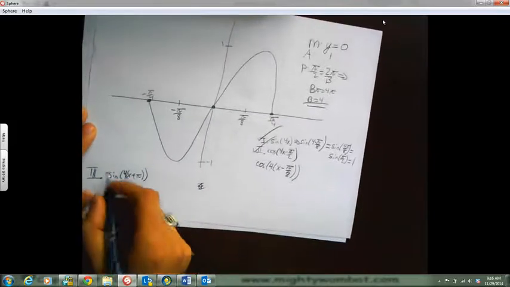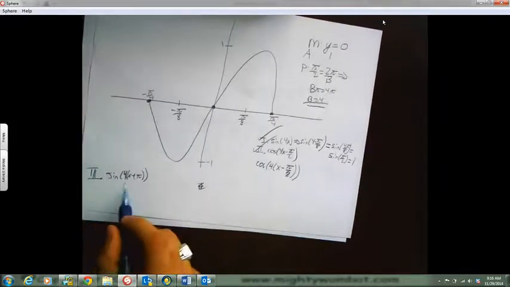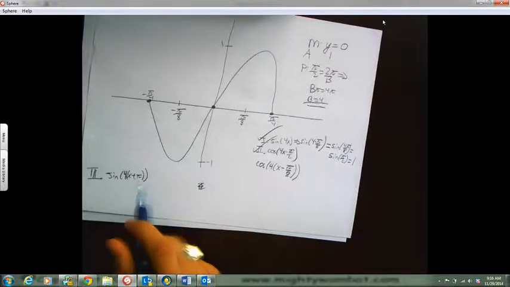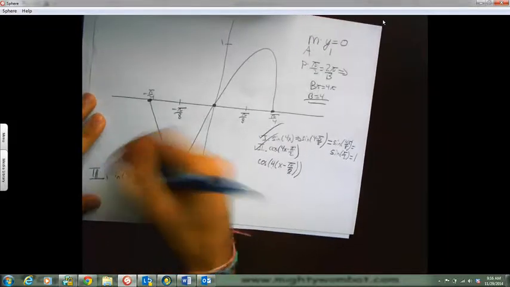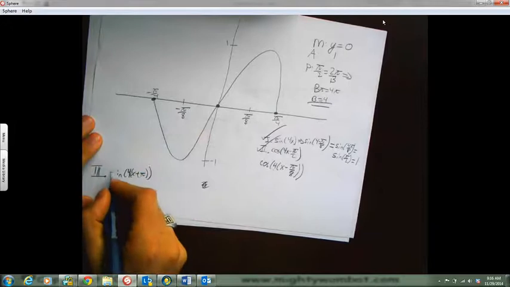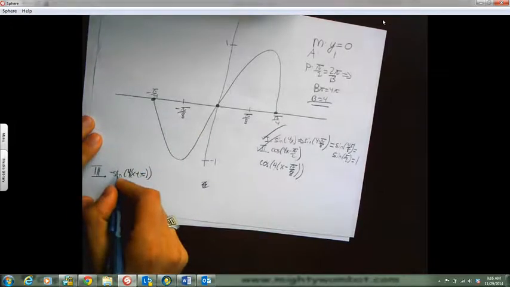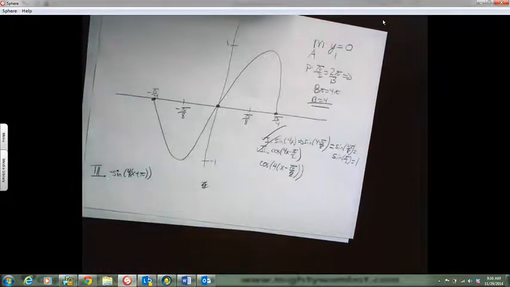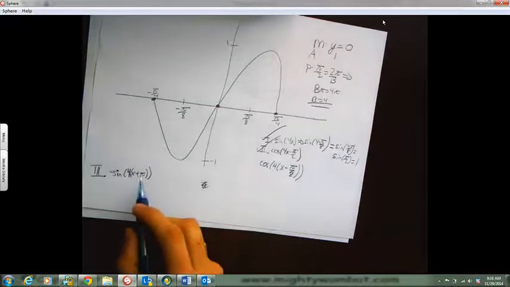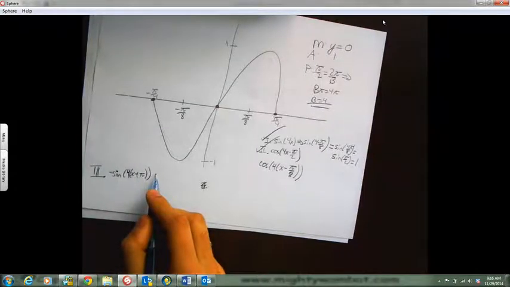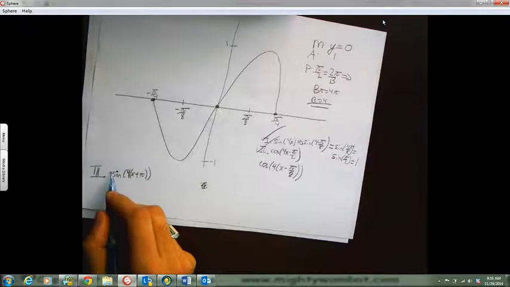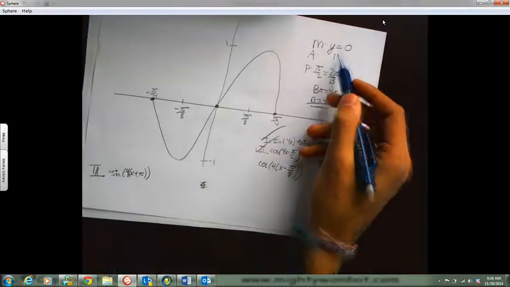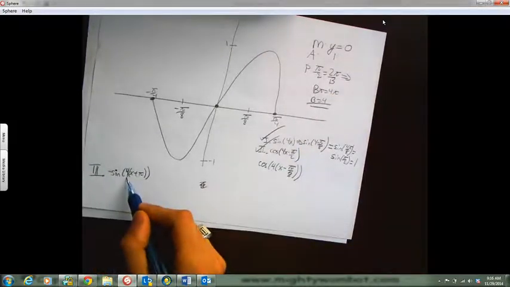Negative sine of 4 times x plus pi. Let me, in fact, clean this up a little bit because it might be a little bit blurry. So there's negative sine. And, all right, well, midline here is 0. That's good. Amplitude is the absolute value of negative 1, which is 1. That's good. B value is 4. That's good.